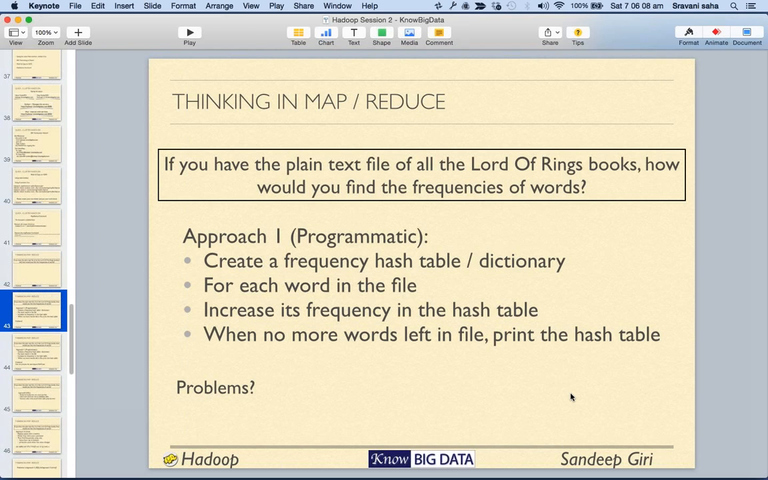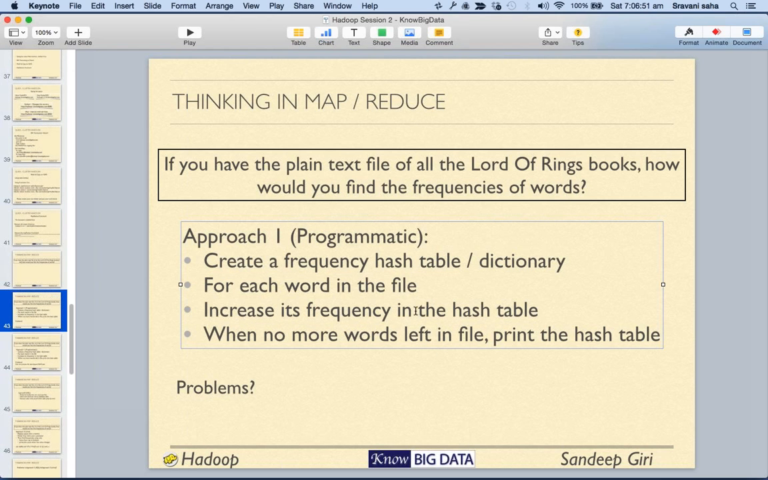Now, once you have created a hash table, go through the file, picking one word at a time and checking against the hash table. If that word exists in the hash table, increase the frequency. If it doesn't exist, add the word as the key and the value as 1, and keep on doing it until the whole file is finished. And once the file is finished, you print the result from the hash table.